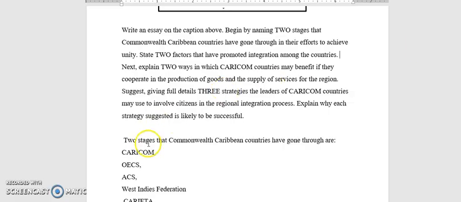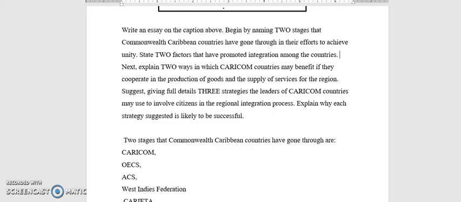So the 2 stages that Commonwealth Caribbean countries have gone through are CARICOM, OECS, ACS, West Indies Federation, CARIFTA, etc. So if you had any of these answers, you can give yourself a clap. Good start, right? So we're on the right track.